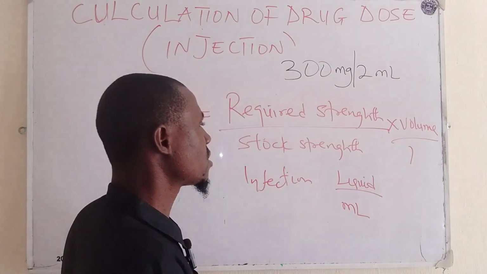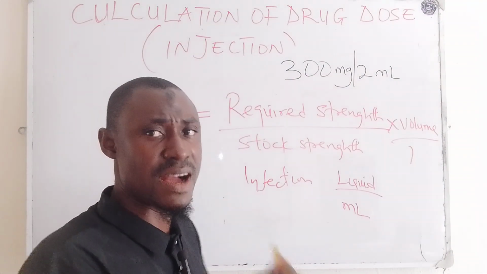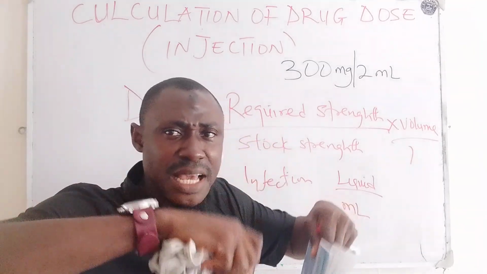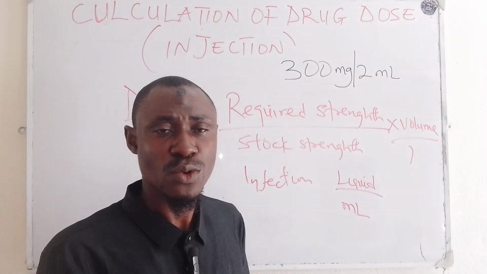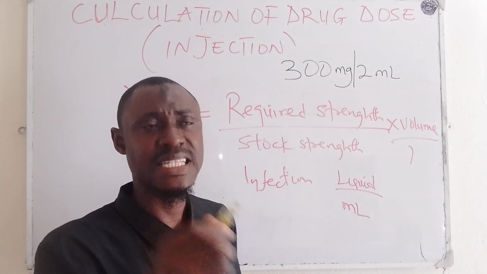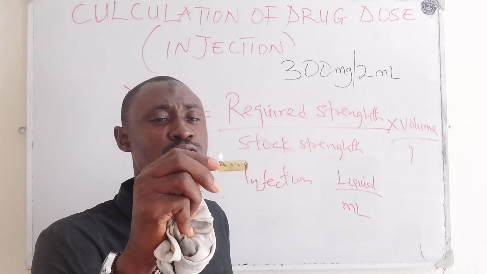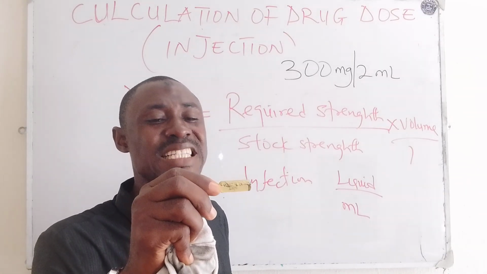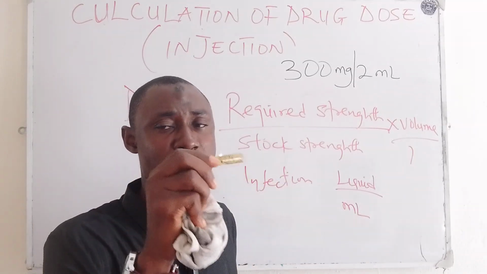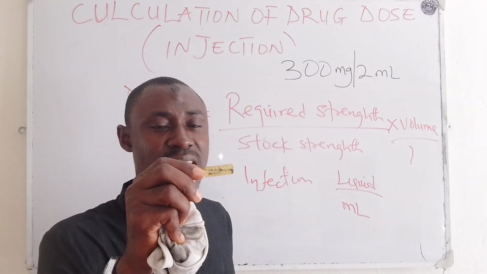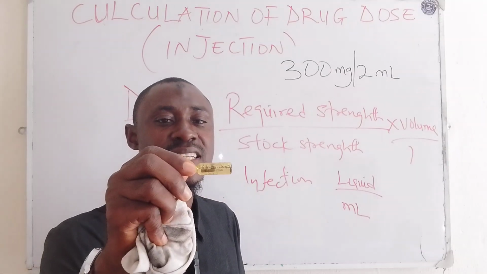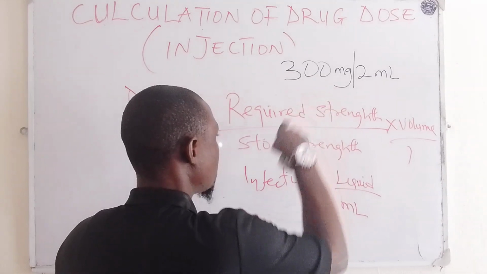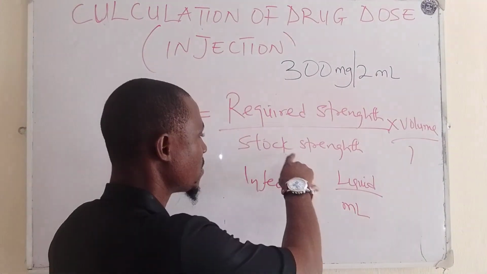Now, why I said it's something that you have in your possession. Right now, let's assume I want to administer this paracetamol injection. I have it in my possession right now. So even if I have never administered this drug, all I need to do is go through the label here. You see the stock strength written boldly. It's always written. There's no ampoule where you don't find the stock strength and also the volume. They are always together. So this is paracetamol injection 300 milligram. So automatically my stock strength for this drug is 300 milligram.